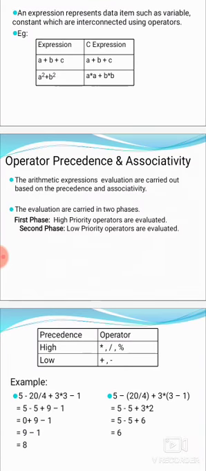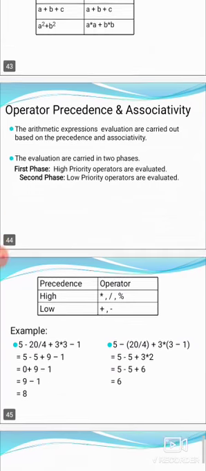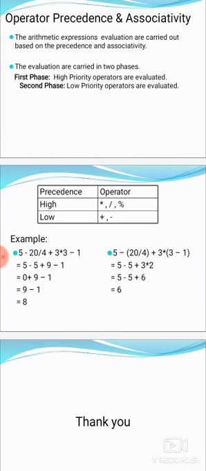Operator precedence and associativity. The arithmetic expressions are evaluated or carried out based upon precedence and associativity. See, the first phase and second phase are considered. In the first phase, higher priority operators are evaluated, and in the second phase, lower priority operators are evaluated. The higher priority operators are star, slash and percentage, that is modulo. The lower priority operators are plus and minus. This is an example: 5 minus 20 slash 4 plus 3 star 3 minus 1.